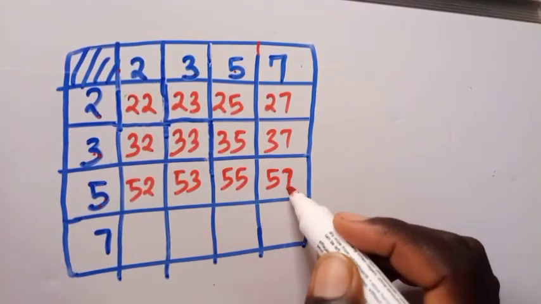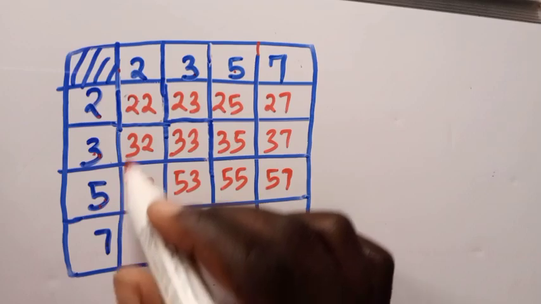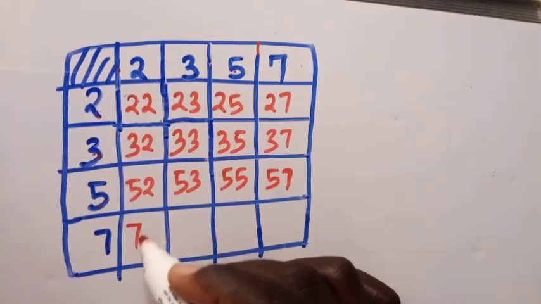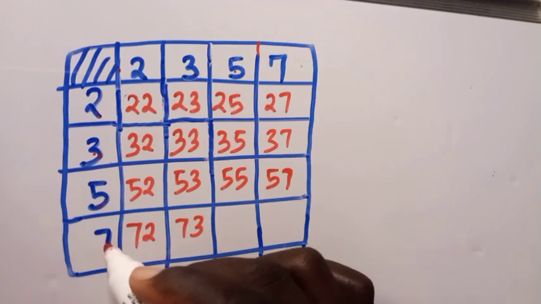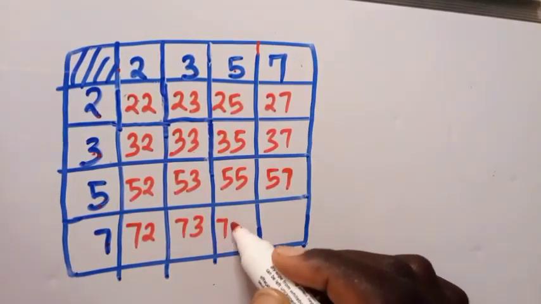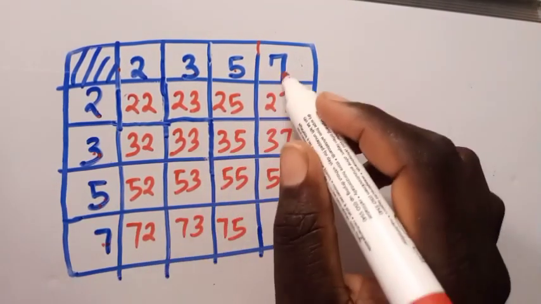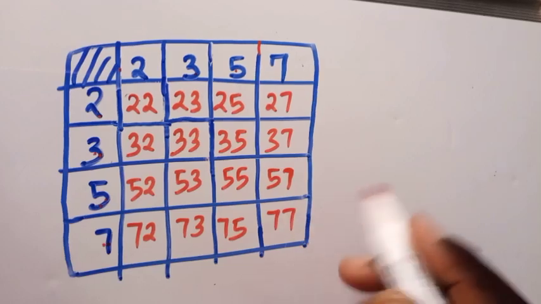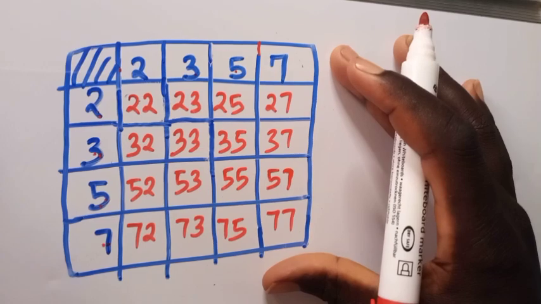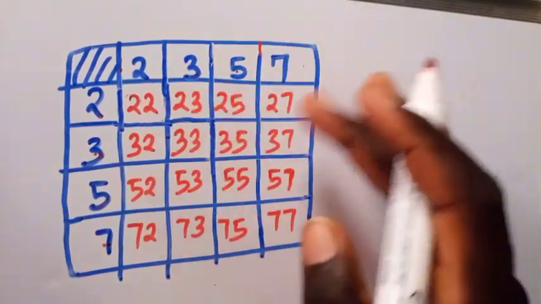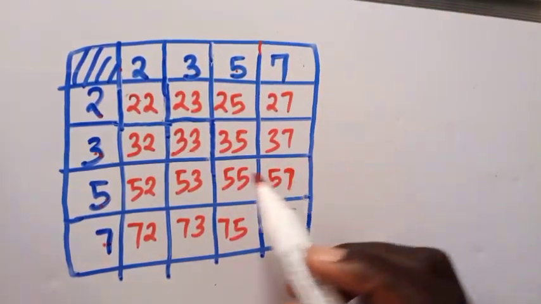Then in the last row we have 7 and 2, which is 72. Then 7 and 3, which is 73. Then 7 and 5, which is 75. Then 7 and 7, which is 77. Now, this is the probability space, or the sample space, or the possibility space. And these are the possible outcomes that we have.